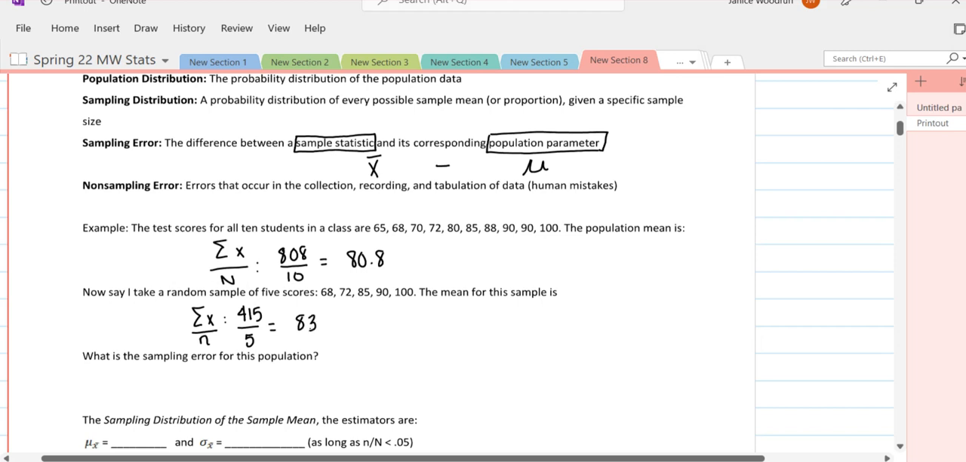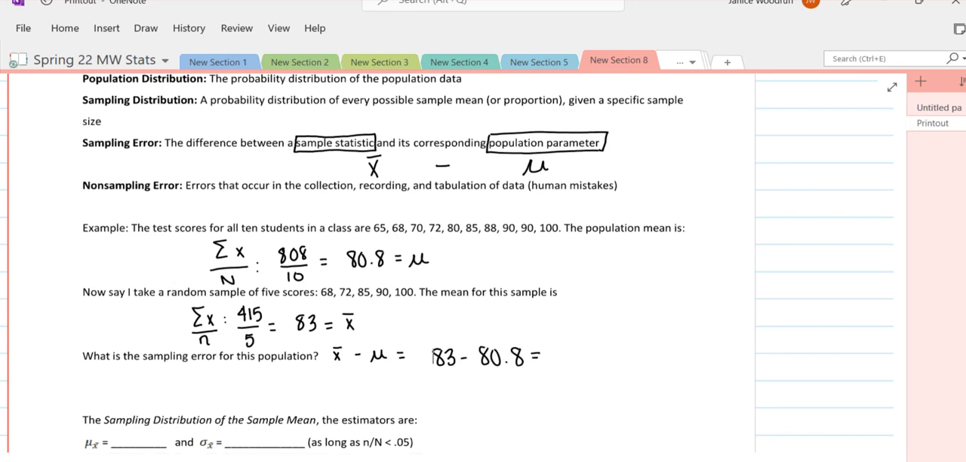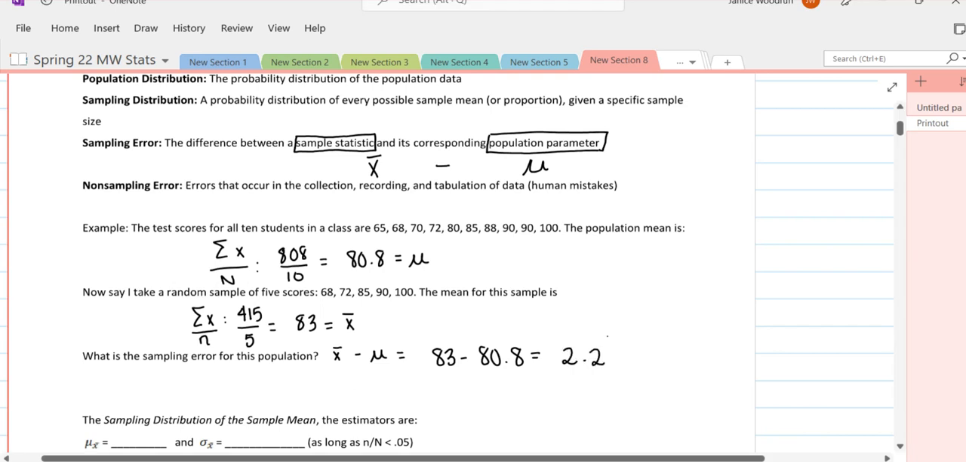Then the sampling error is the difference between the sample mean minus the population mean. So this is the population mean. This is your sample mean. So x bar minus mu is going to give us 83 minus 80.8, which should give us 2.2. So we say 2.2 is the sampling error. It can be negative, yes.